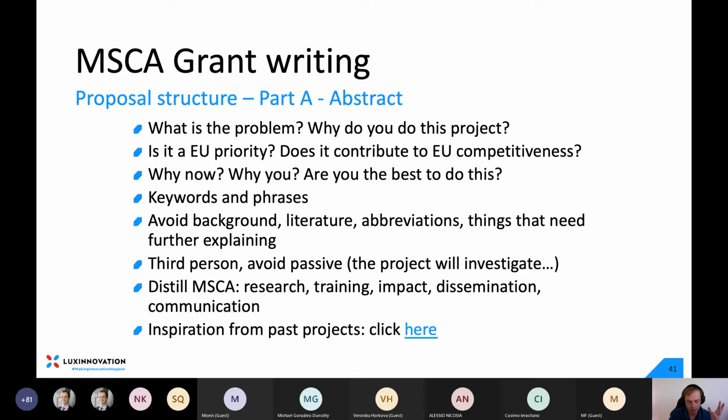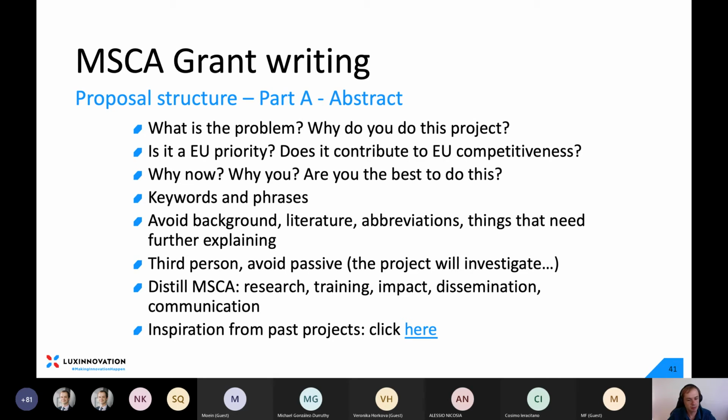What is the big problem, the big question? Is it an EU priority or a global priority, a societal priority? Does it somehow influence EU competitiveness, the economy, society, citizens? Why do you do it now, and why do you do it? Are you the best person to do it? And all of these things, and the abstract is very short, so you need to be just one sentence. Why you?